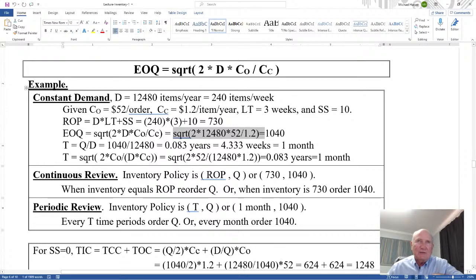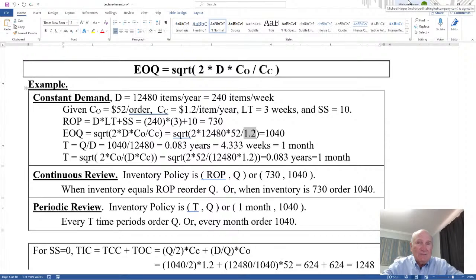Make sure that, so this is my demand. My demand is this per year. So this is going to be per year. And then my ordering cost is just per order. That's fine. My carrying cost is per item per year. So if this is in years, this needs to be in years. So if I use that in years in the numerator, I need to use this in years in the denominator. So the years and the years have to be the same.